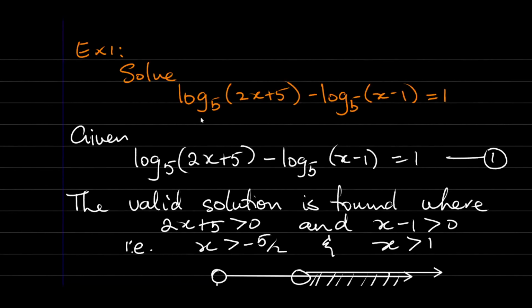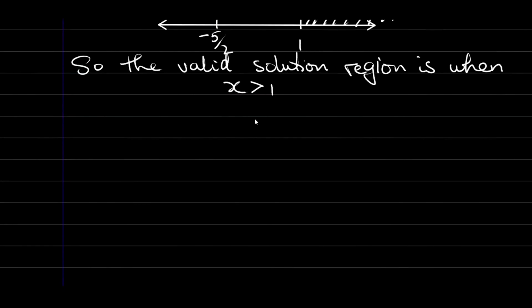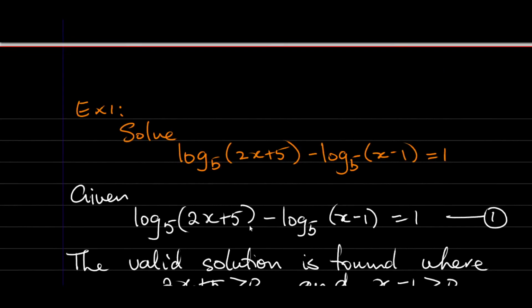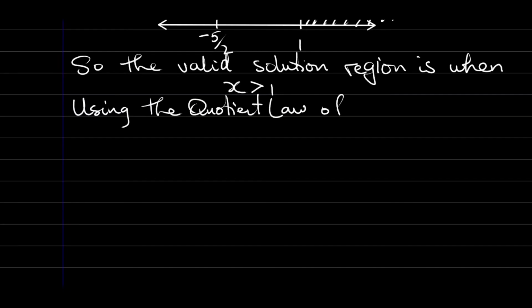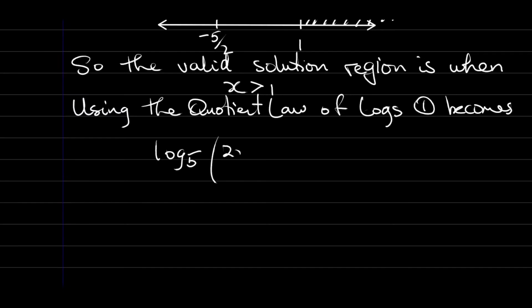So we have this now, and what we're going to do is, it's negative, so we're using the quotient law. So we're going to say, using the quotient law of logs, equation 1 becomes log to the base of 5 of 2x plus 5 all over x minus 1. And then that's equal to 1.